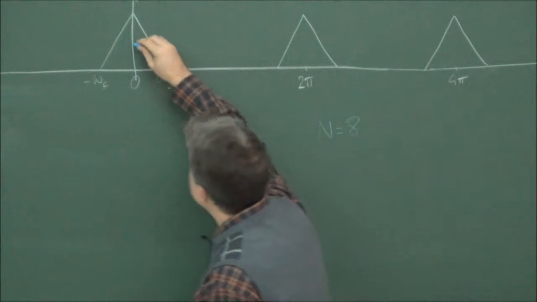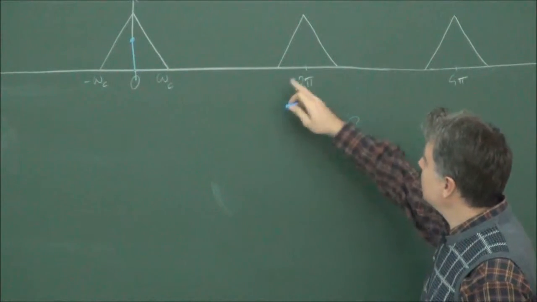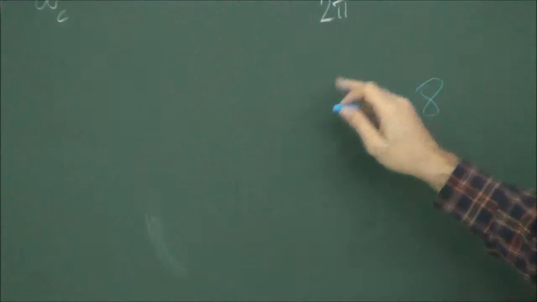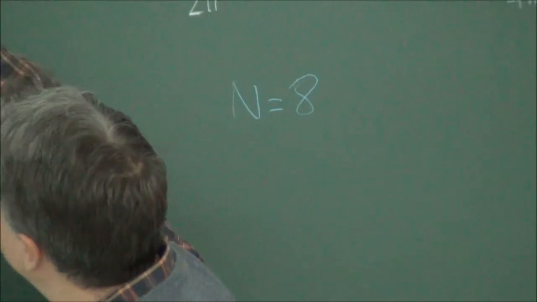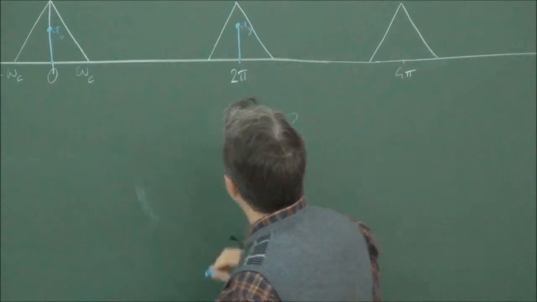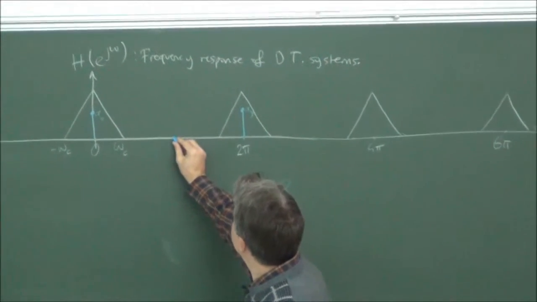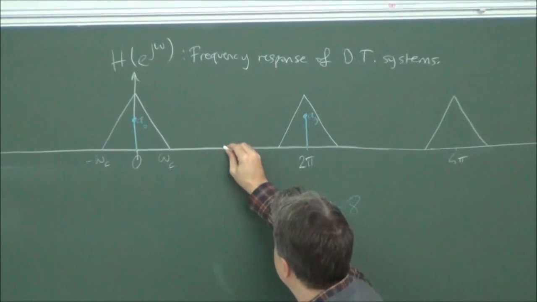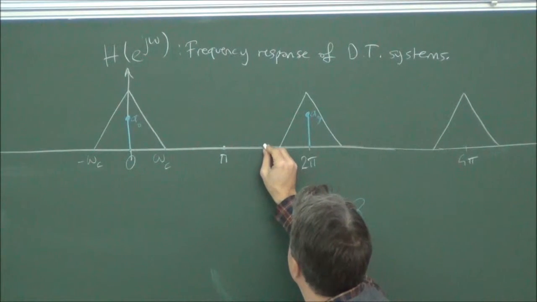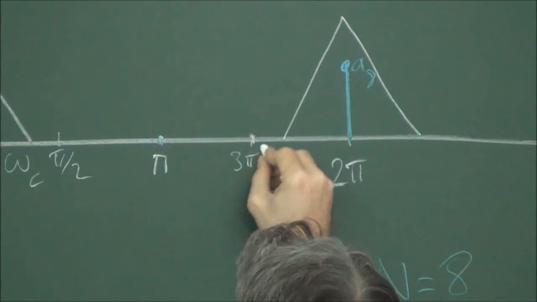They are located here. This is A0, some value, at frequency 0. And at frequency 2 pi, it repeats itself. So N is equal to 8 coincides with this. This is A0. This is A8, which is the same as A0. And then this is the point of pi. This is pi over 2. This is 3 pi over 2.